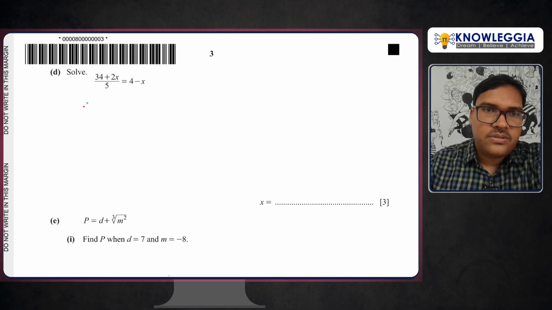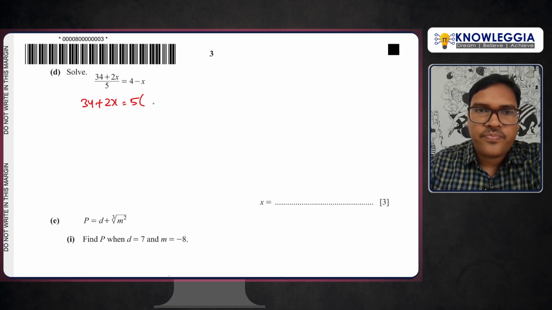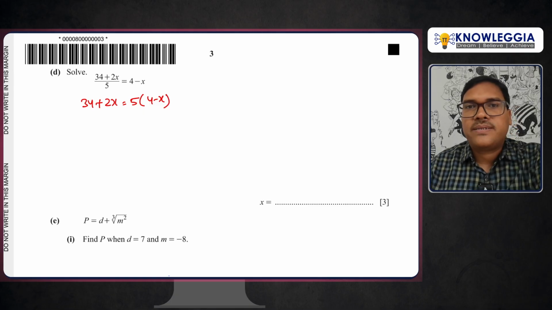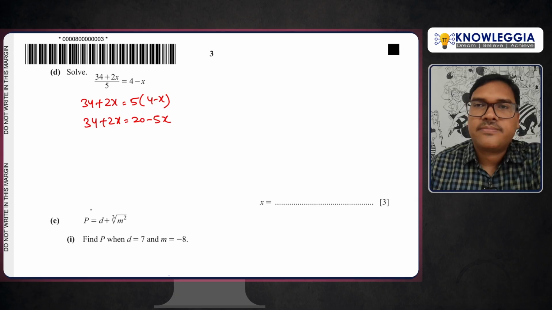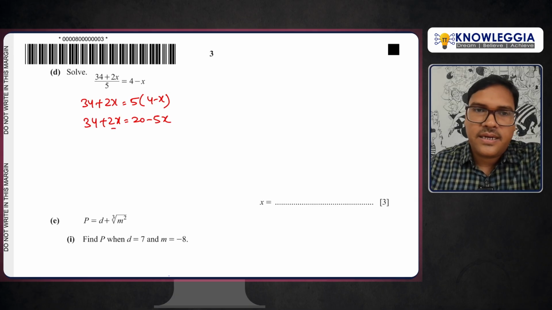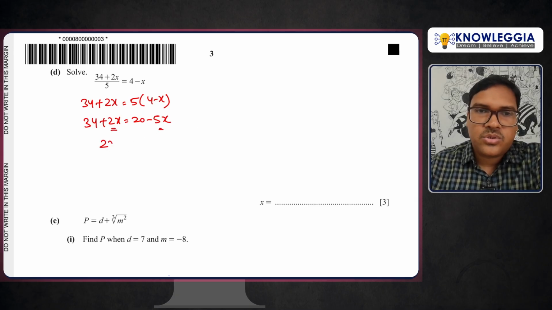34 plus 2x is equal to 5 multiplied with 4 minus x, which is 34 plus 2x is equal to 20 minus 5x. Now you can see I can collect these x terms. This is 2x plus 5x. This is 20 minus 34.